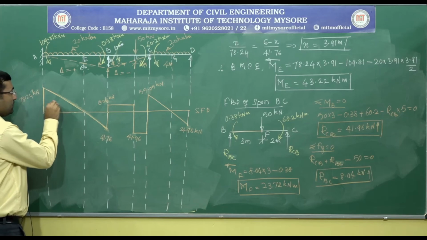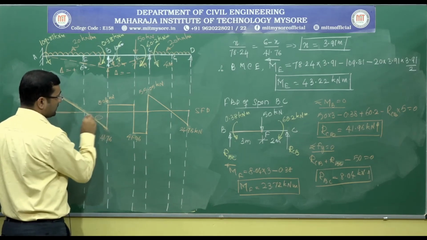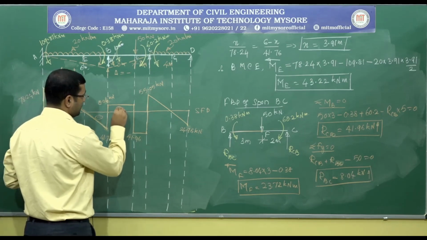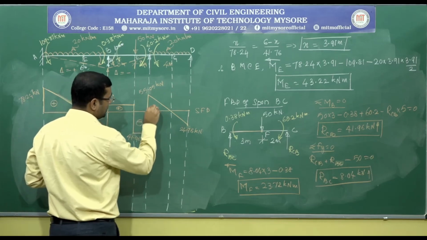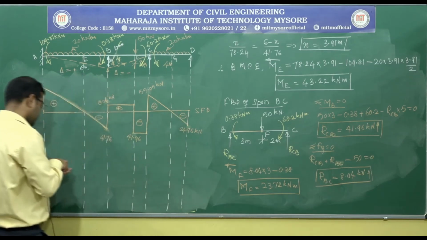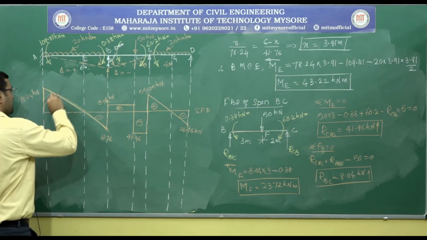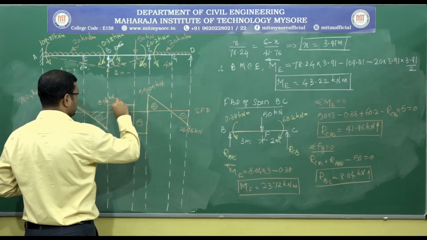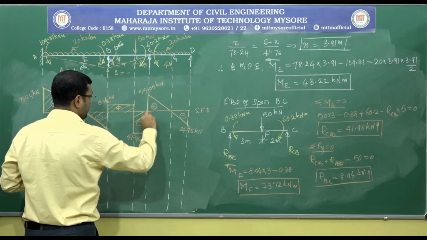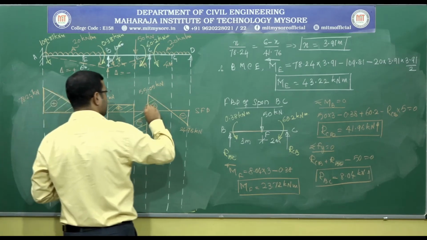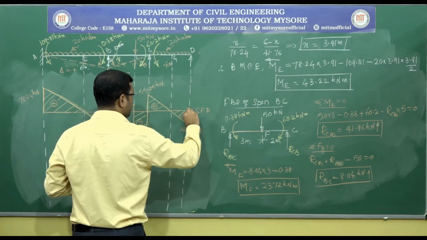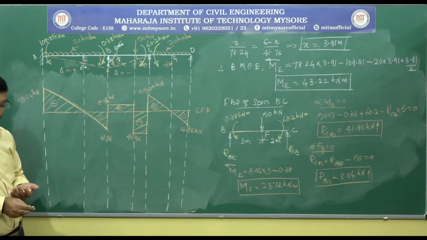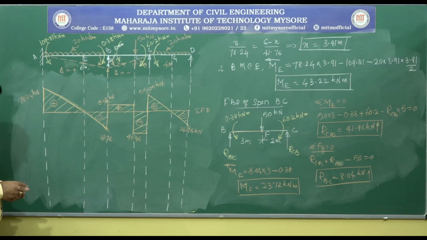The area above the datum is positive shear force, below it is negative shear force. Positive, negative, positive, negative. So you can just hatch it. Right. So this is very brief about the shear force diagram. Similarly, we need to draw the bending moment diagram.